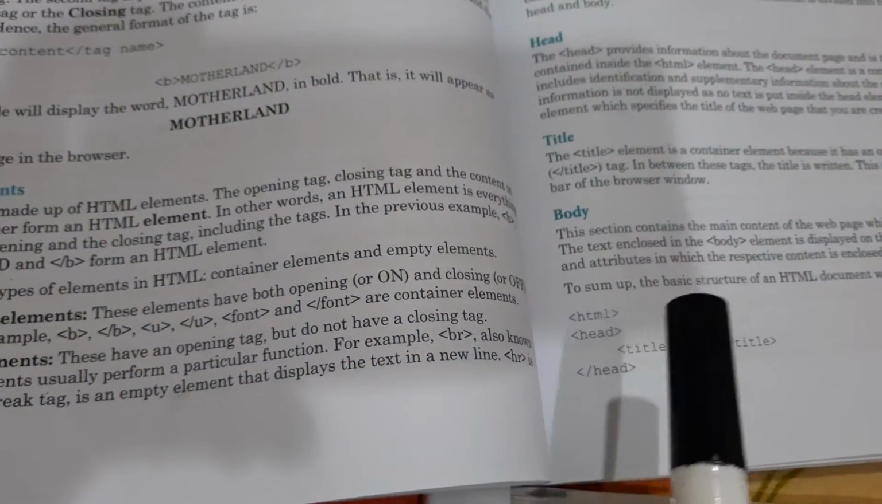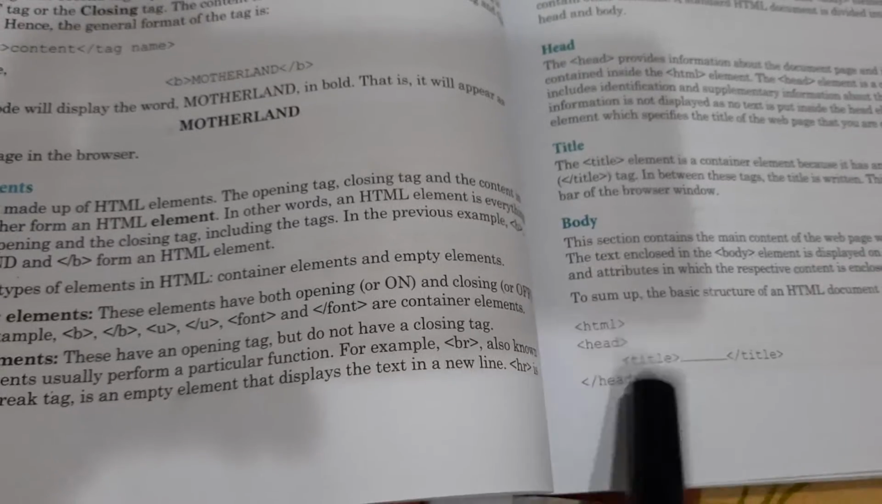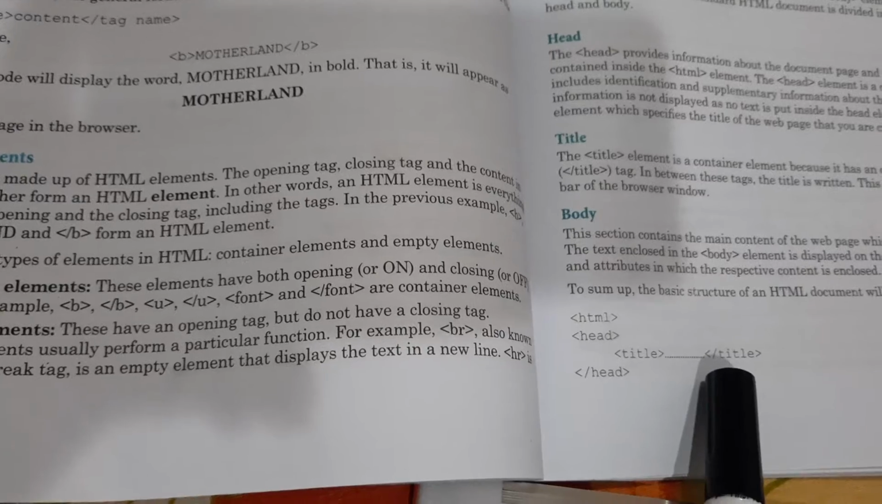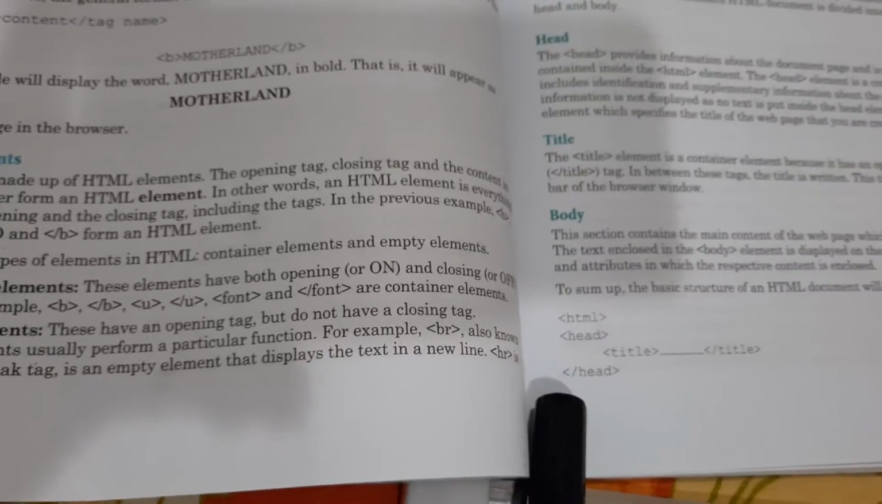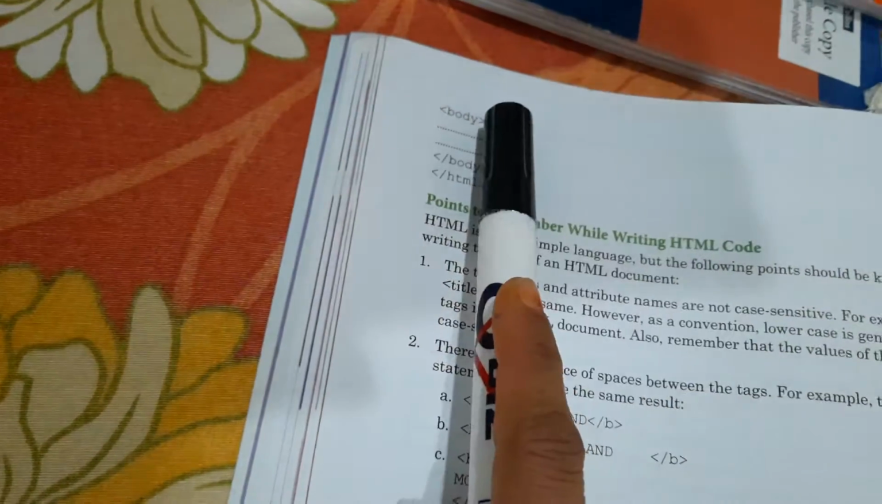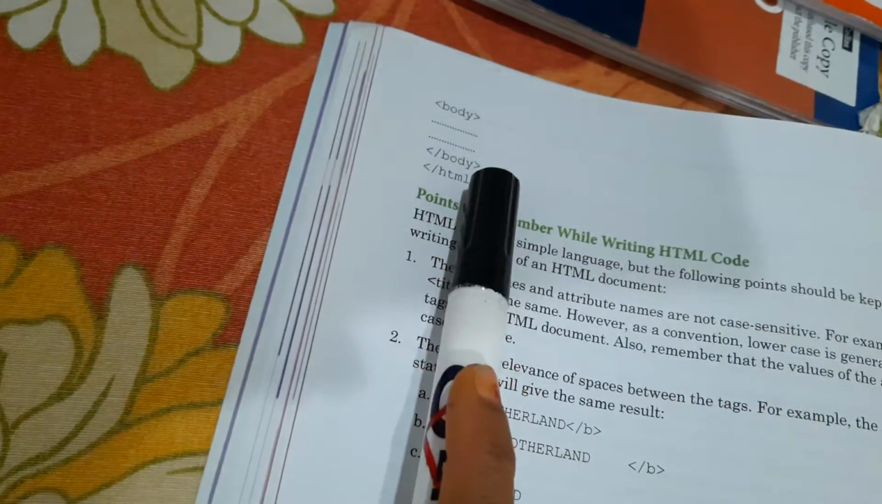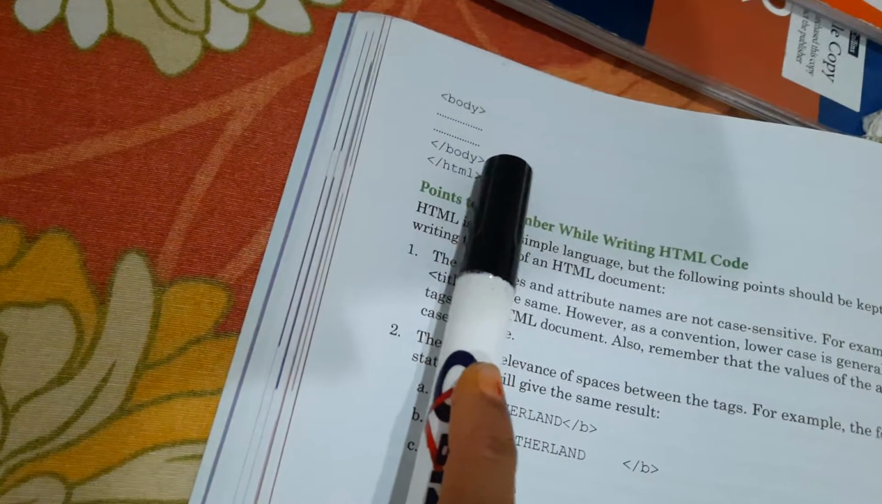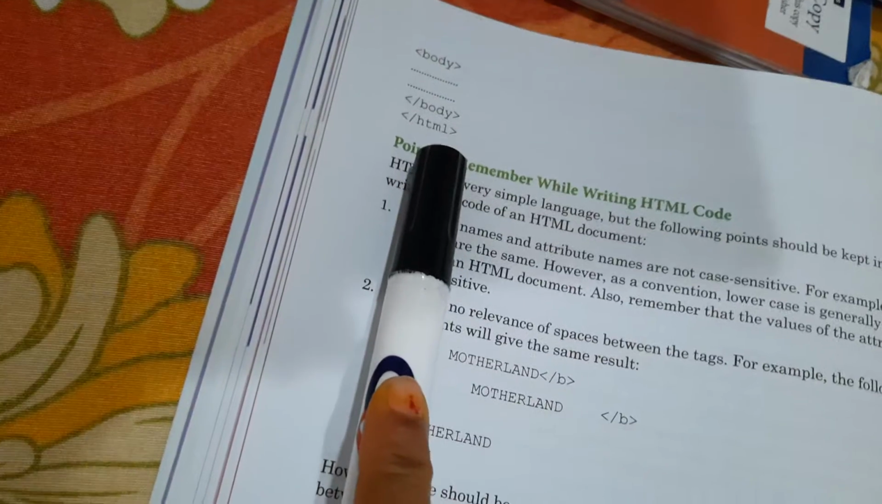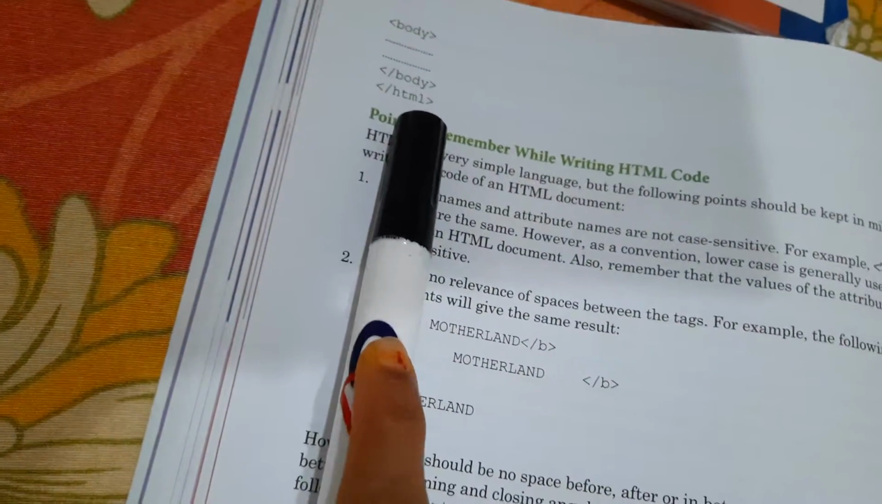In that HTML you are giving head. In head you are giving title, whatever title you want to give. Then you close this title, and the head is also closed. The head part is done. Now you open the main body. In the main body you will write whatever information or picture you are giving, and then the main body is also closed, and the entire HTML, your web page, is closed.